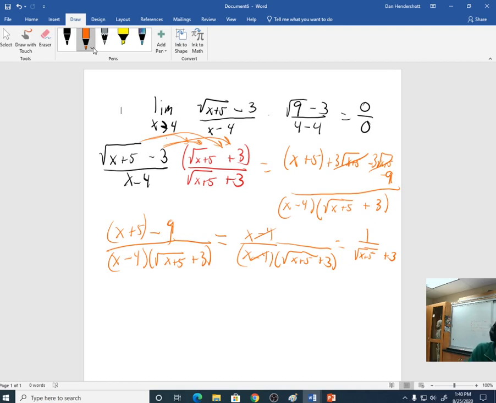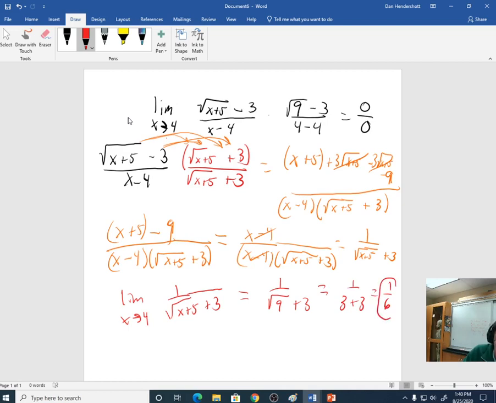Okay? So now you got to evaluate the limit. So we want the limit as x approaches 4 of 1 over the square root of x plus 5 plus 3. You're always looking to cancel something out. Even when you're rationalizing the numerator, you rationalize the numerator, try to cancel something out, and then plug your number back into it. When we plug it in now, it's 1 over the square root of 4 plus 5, which is 9, plus 3. That's 1 over 3 plus 3, or 1 over 6.